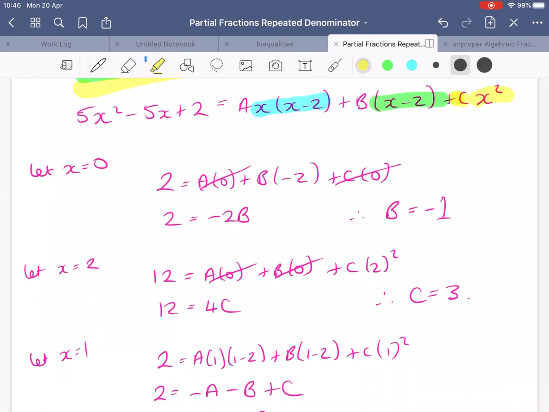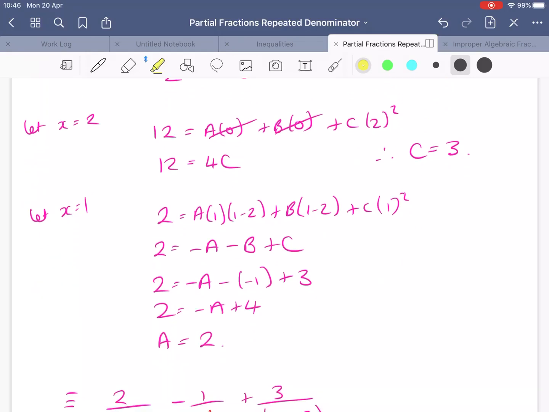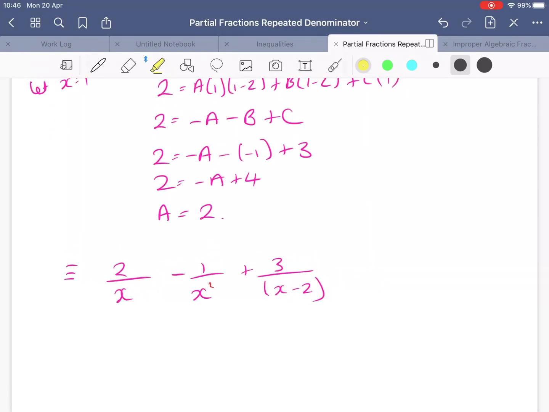Substituting in x equals 0, x equals 2. And then the final one I chose was x equals 1. And then hopefully you got the answer that it was equivalent to 2 over x minus 1 over x squared plus 3 over x minus 2.